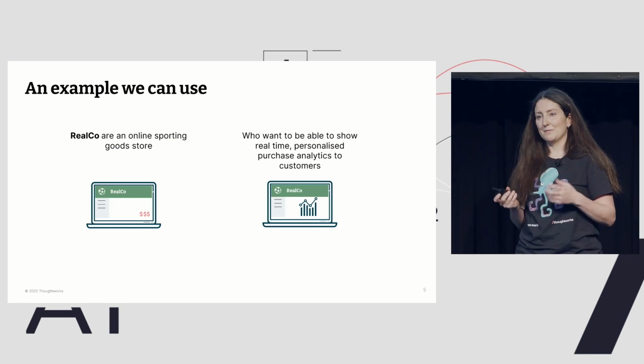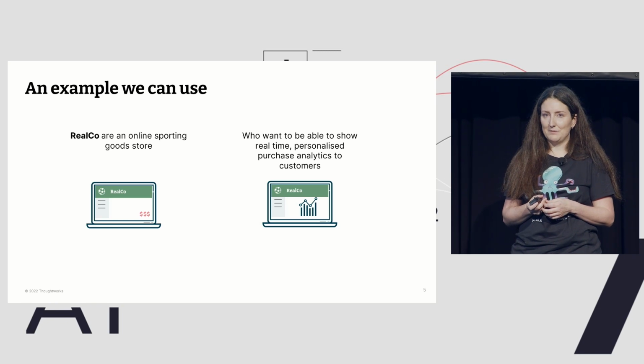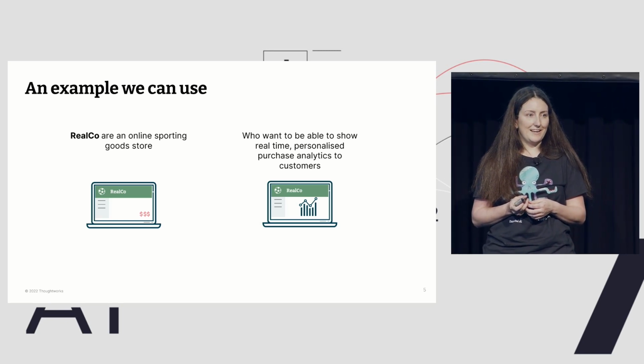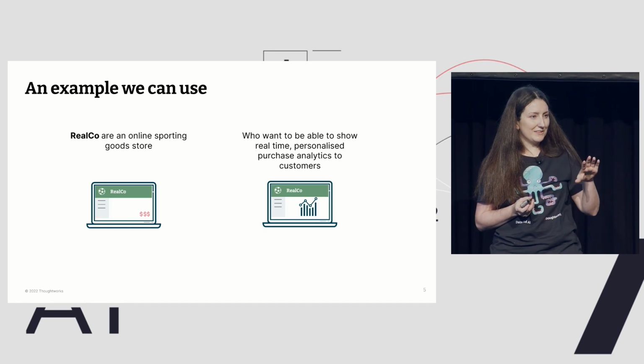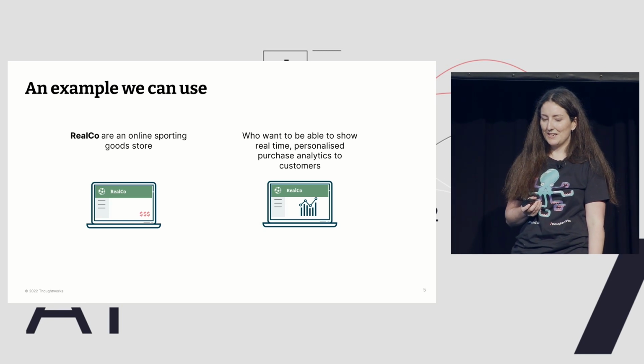Because what we are talking about can be quite abstract, I thought it would be really useful to have an example that we can use. So the example we're going to use is RealCo, and despite the name, they're not a real company. I just want to make that really clear. They're an online sporting goods store.